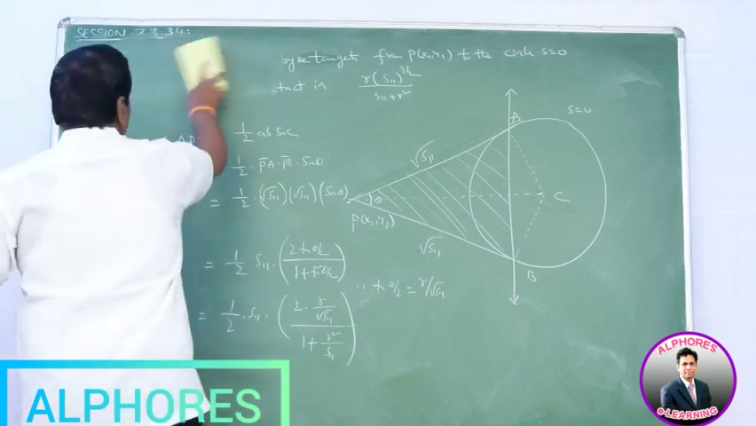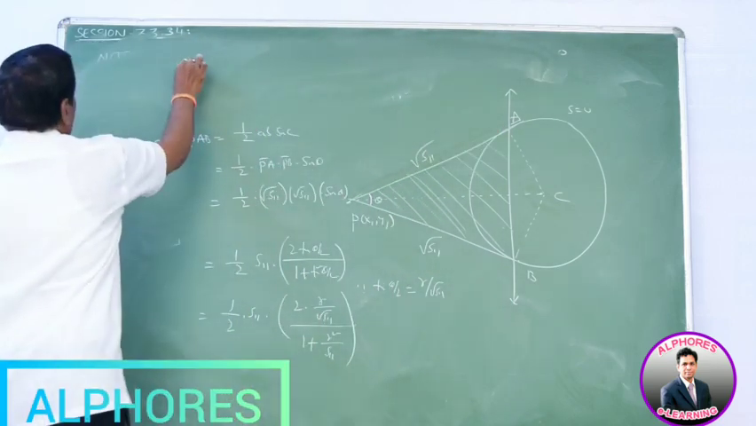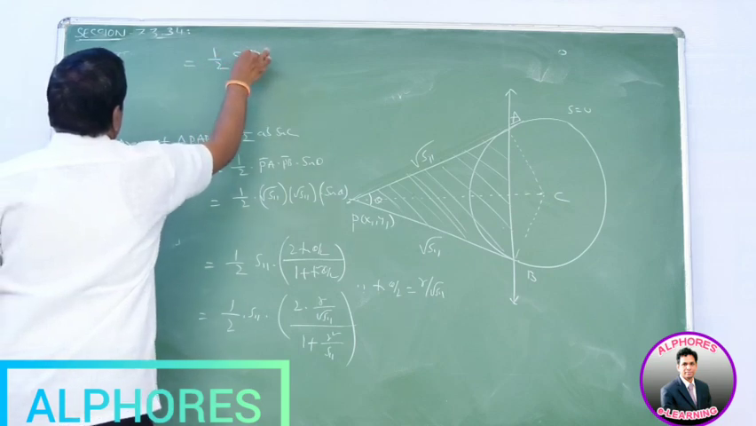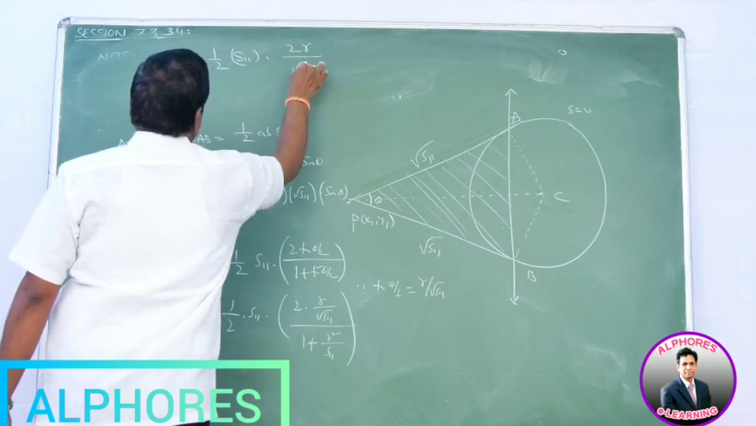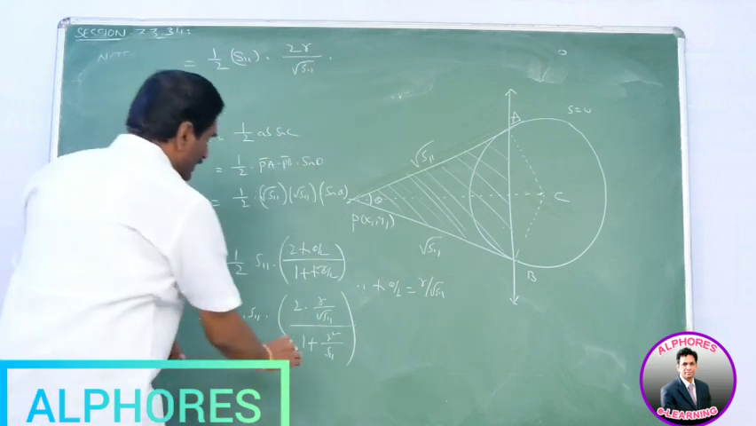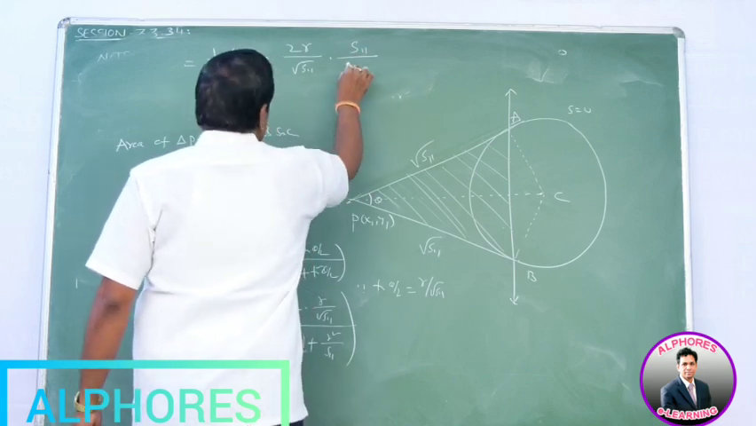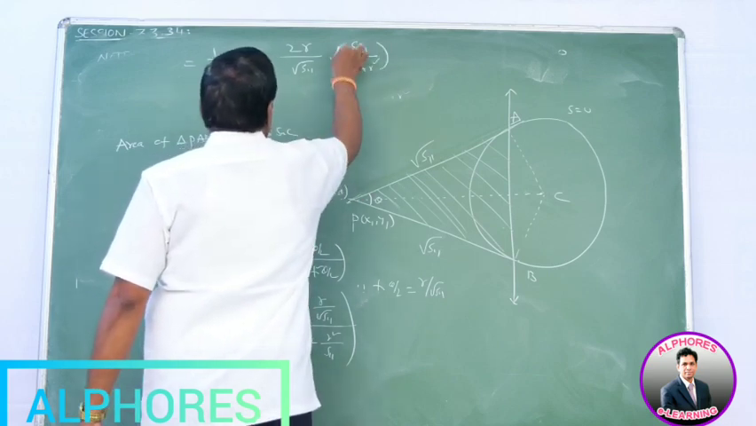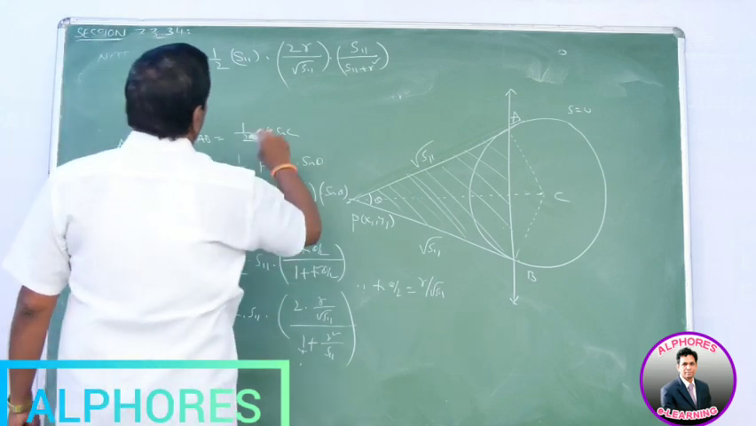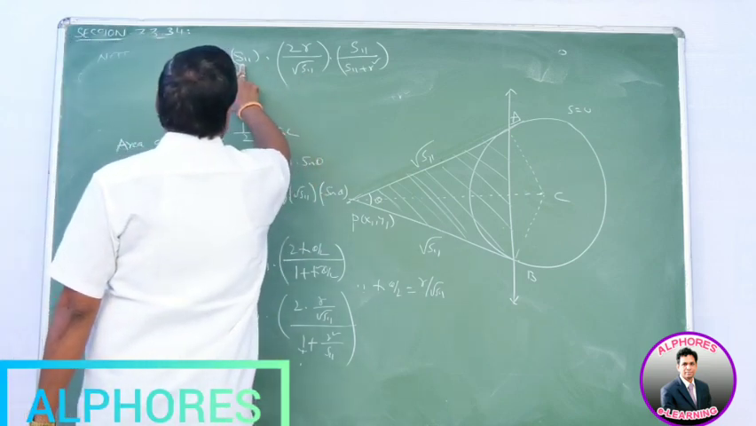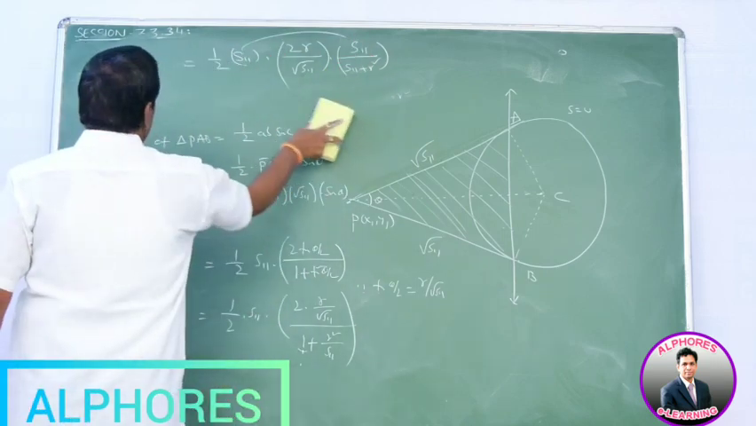That is equal to 1 by 2 into s11. Here 2r by root s11 into LCM is s11. That means s11 by s11 plus r square. Here s11 into s11 means s11 whole square. That is equal to s11 whole square.